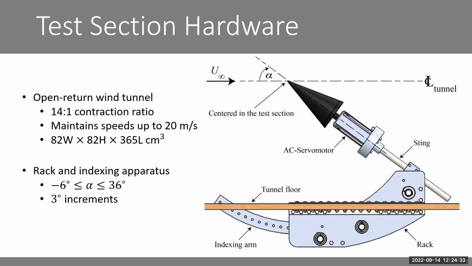All of our test models are machined out of plastic ABS. They are sanded, polished, and coated with a satin black paint. The vertices of all the cone models are rounded to a 2 mm radius, which helps prevent premature flow separation. The cones are spun by an AC servo motor under computer control. Finally, we have a rack and indexing apparatus that allows for a wide range of angles of incidence in 3 degree increments.